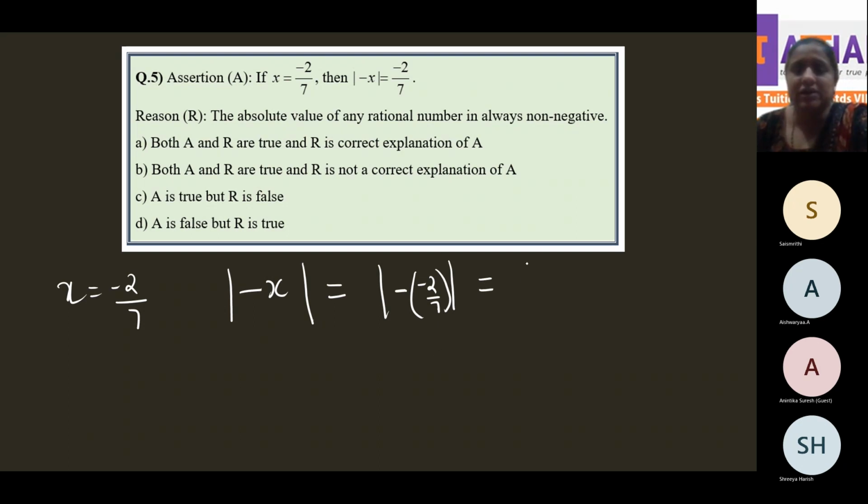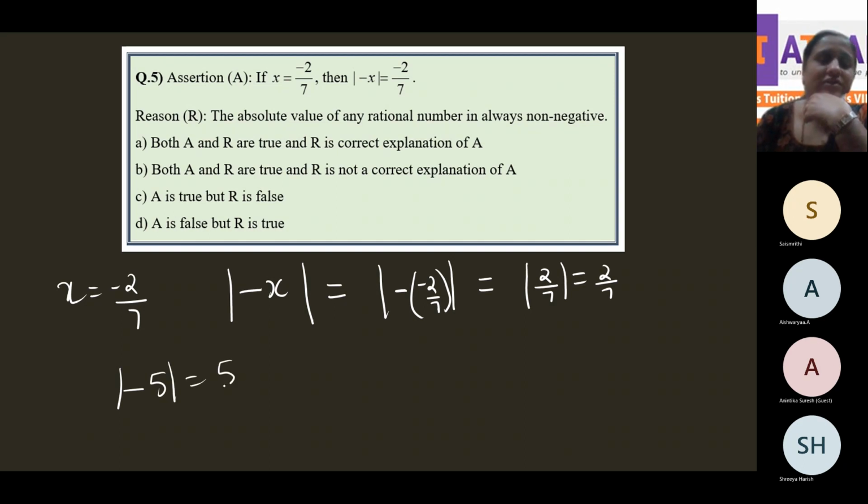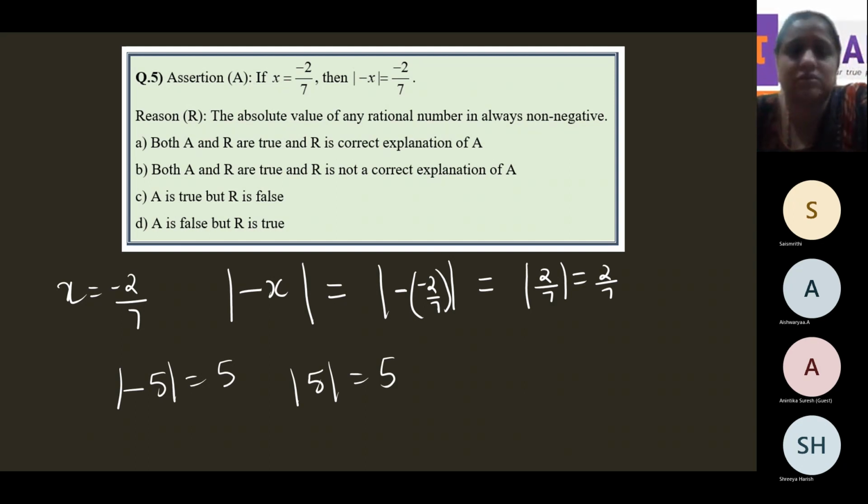So what is it actually? It is minus into minus plus 2 by 7, the absolute value of 2 by 7. What is the answer? It's 2 by 7 only. Because for absolute value, you ignore the sign. The absolute value is always positive. You take only the numerical value. The absolute value of minus 5 is 5. The absolute value of 5 is also 5. Whether it is positive or negative, it's always positive. You just take the numerical value.